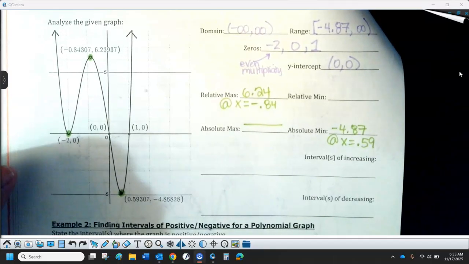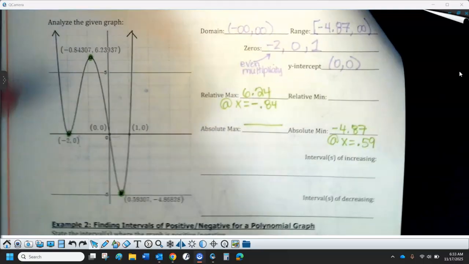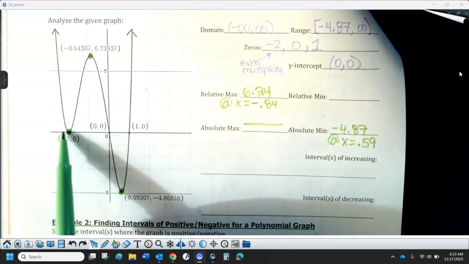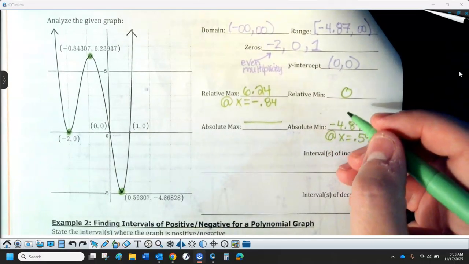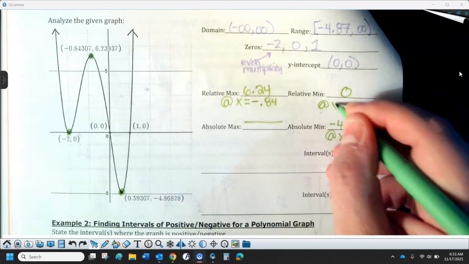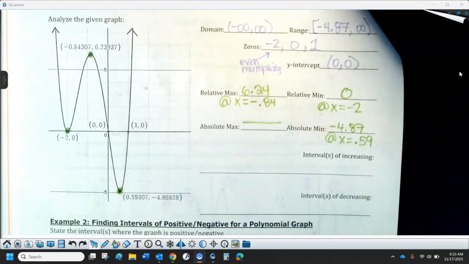And the relative minimum, and this is a little weird because it's right on the x-axis, but where this graph turns right here, the relative minimum would be 0, the y-coordinate, at x equals negative 2.